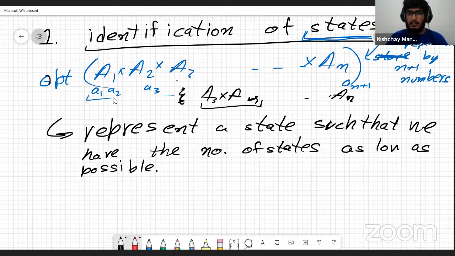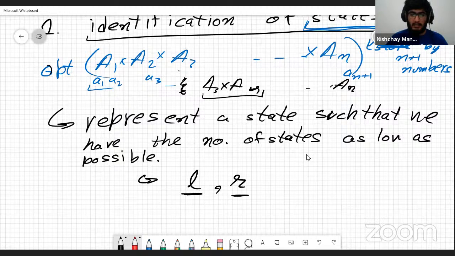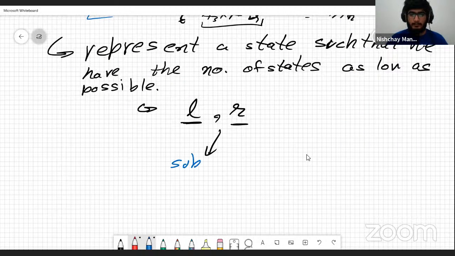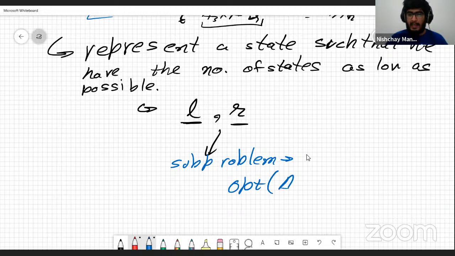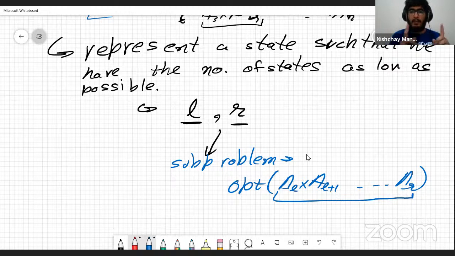So here a state is going to be a set of two numbers, which is L and R. These two numbers are going to be representing a state. And what these L and R mean is that they represent a sub problem, which is trying to find the optimal of AL into AL plus 1 up until AR. So this sub problem, of trying to find the optimal answer of this range, I'm going to be storing by these two numbers, which is L and R. L can be from 0 up until N.